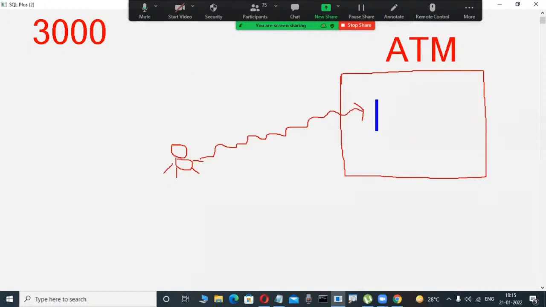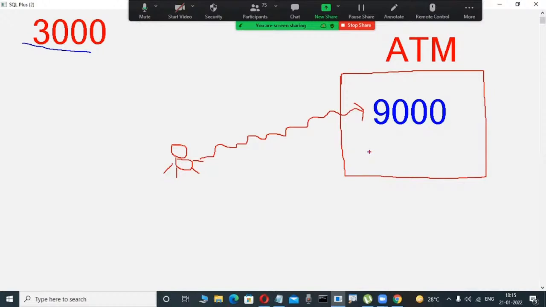Whenever I insert the ATM card, after that it will ask for the amount. In that case, maybe unfortunately I mentally decided to withdraw 9,000 rupees. As I try to withdraw 9,000 rupees, am I getting 9,000 rupees? No. Here my balance is 3,000, so how can I get it? So 9,000 rupees is impossible.